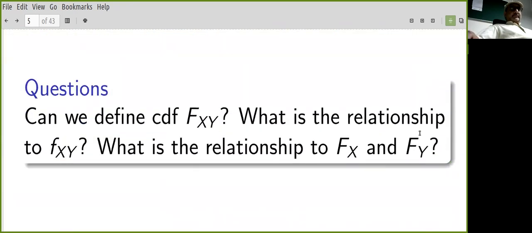Now, if we have cumulative distributions, F sub x and F sub y, can we get a joint cumulative distribution? So we have cumulative distribution capital F sub x for X, and a cumulative distribution capital F sub y for Y. Can we define a joint cumulative distribution, F sub x,y?